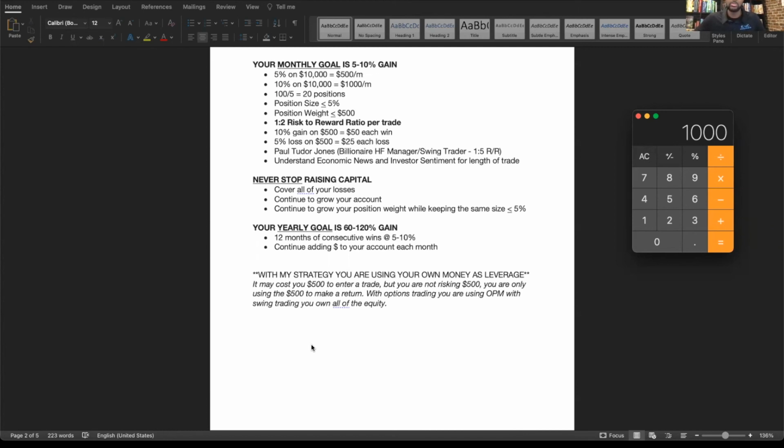We're using our own money. In each position size and each position weight is what we're using as the leverage to get us more money. So that $500 on that $10,000 account, that $500 position is what we're using to help us gain the extra 50, gain the extra 70, gain the extra $100 off of that amount. And that $500 is principal.